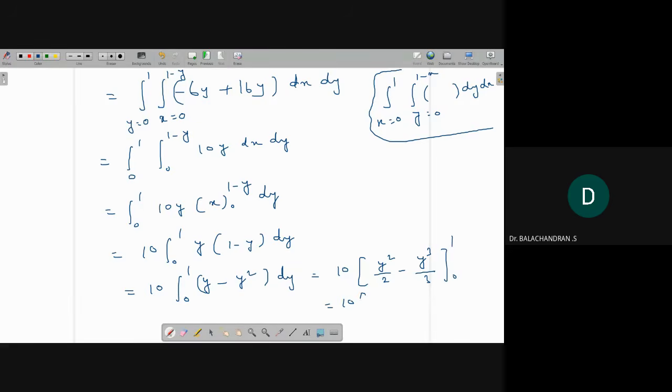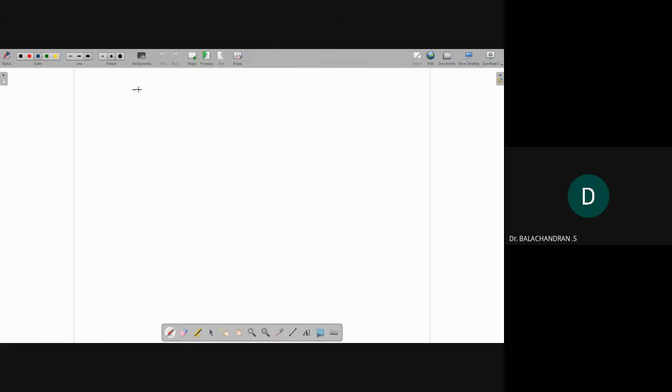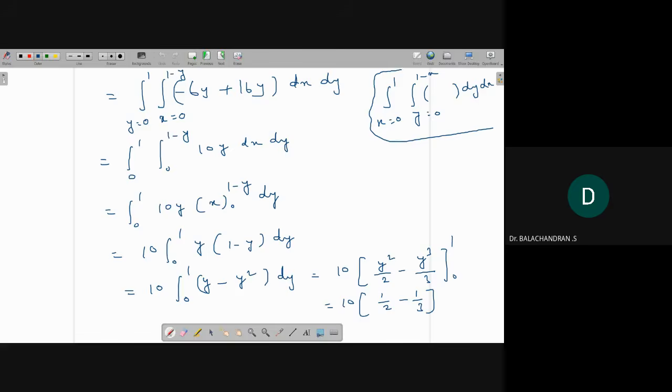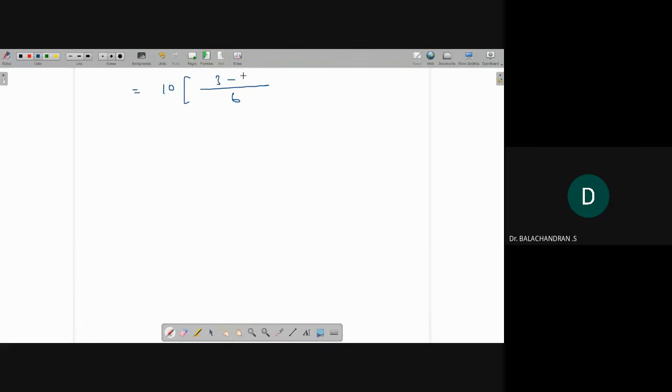So 10 times 1 by 2 minus 1 by 3, upper limit minus lower limit 0. So 10, if you take 6 as the LCM, you get 3 minus 2. So 10 by 6 is 5 by 3. So this is the right hand side value.